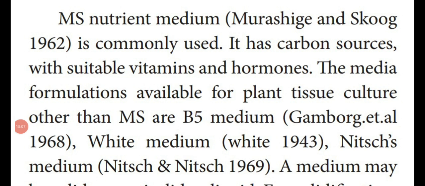So what are the different types of media? The different types of culture medium is an important 2-mark question. The first one is the medium first produced by Murashige and Skoog in the year 1962, which is commonly used in the plant tissue culture method. That medium is known as MS nutrient medium, M for Murashige and S for Skoog. It contains carbon components, suitable vitamins and hormones.